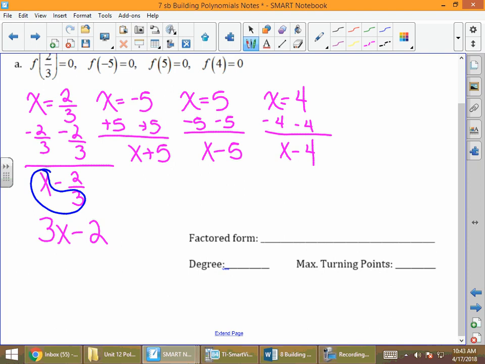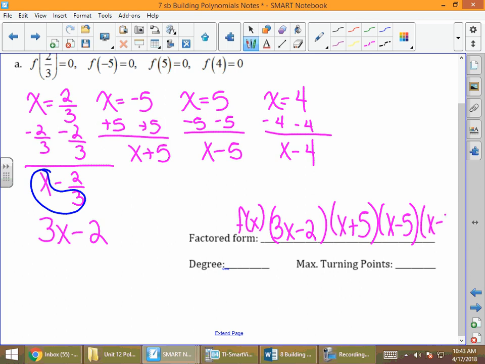So I'm going to say bottoms up, and some of your other teachers may as well. But then we can put it in factored form. And it is 3x minus 2 times x plus 5 times x minus 5 times x minus 4.